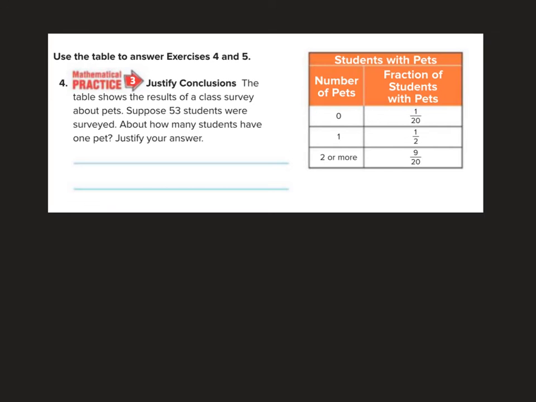Use the table to answer exercises 4 and 5. Justify conclusions. The table shows the results of a class survey about pets. Suppose 53 students were surveyed. About how many students have 1 pet? Justify your answer. So I'm going to do 53 times 1/20. There's 53 students, 1/20 have 0 pets.